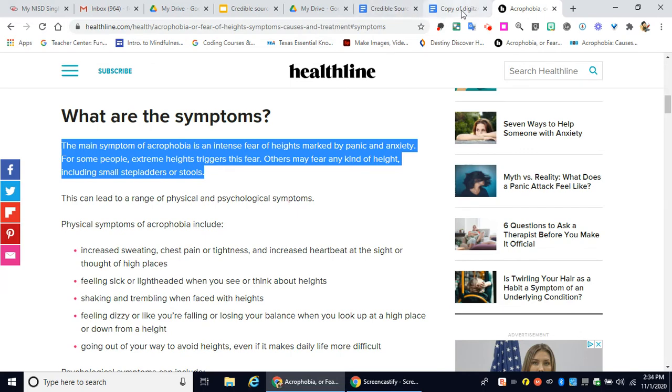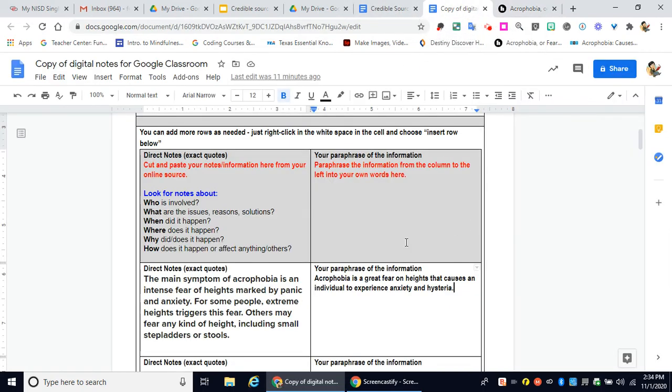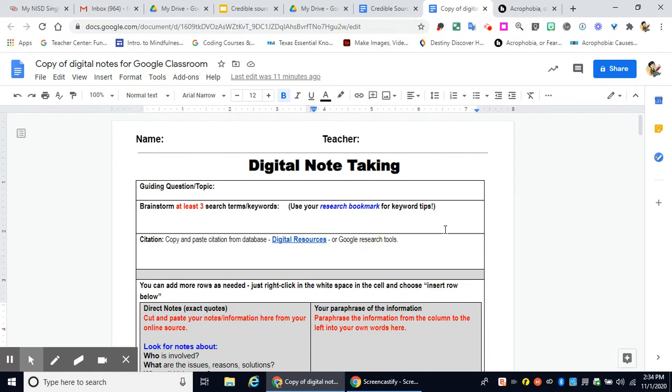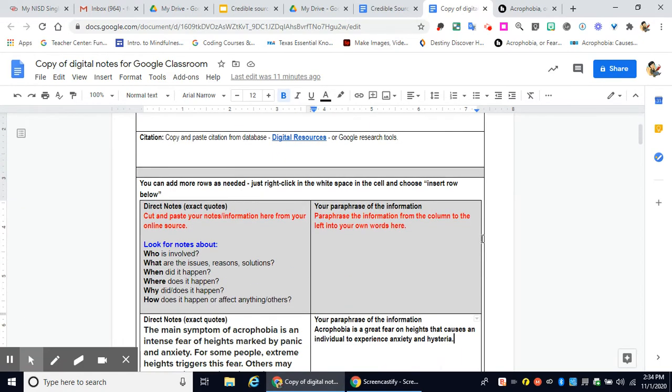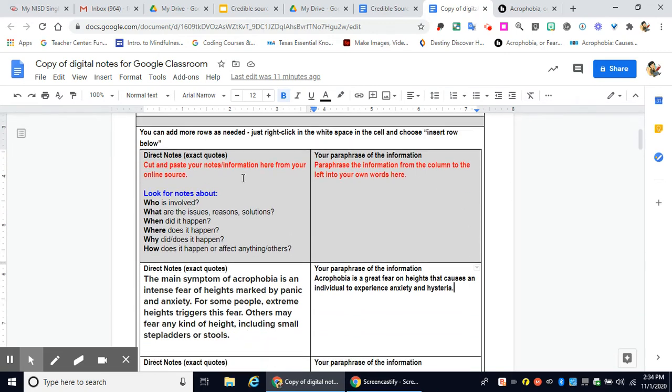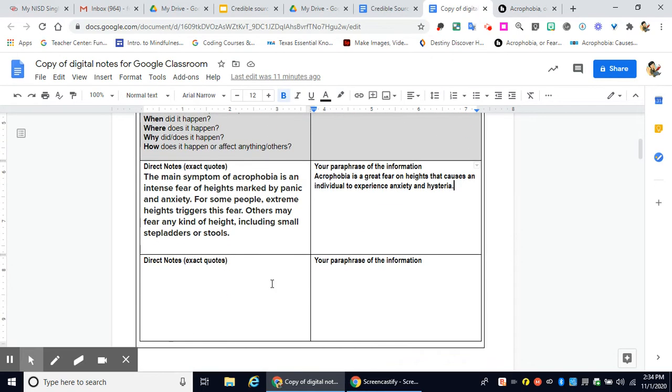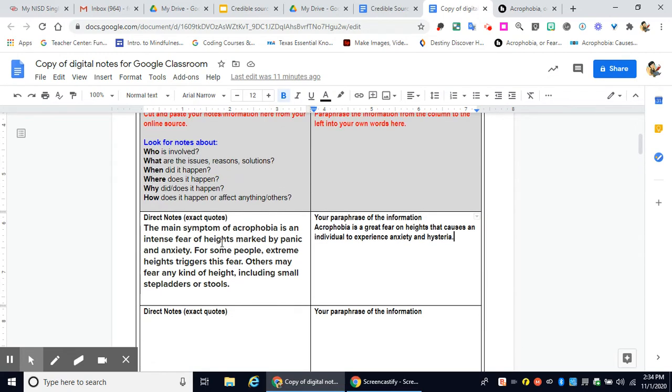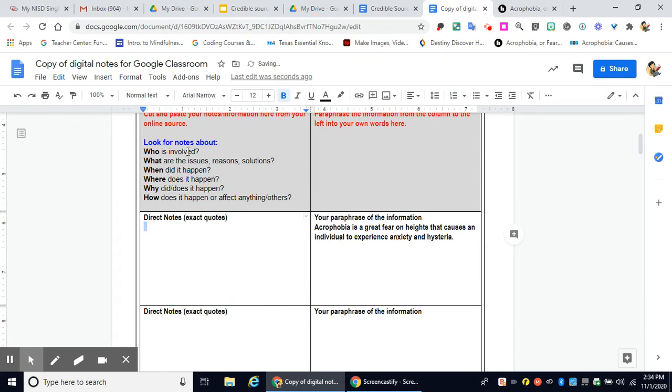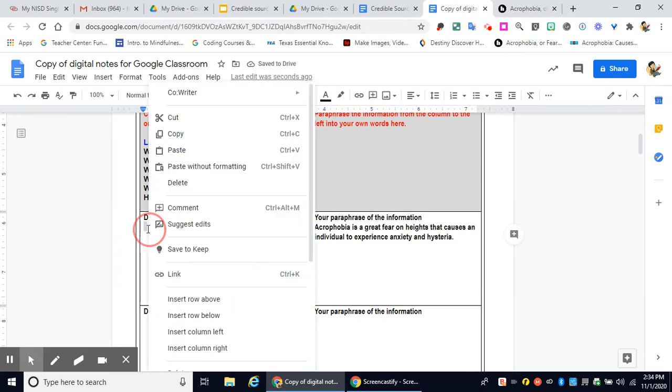And we are going to provide you with this template for digital note taking for your project. And this is how it's going to work. Okay, and there's some good questions for you to consider here that we just talked about. And right here, I've already done it, but let me do it over again for you. I like that paragraph that I found, so I'm going to paste it right here.